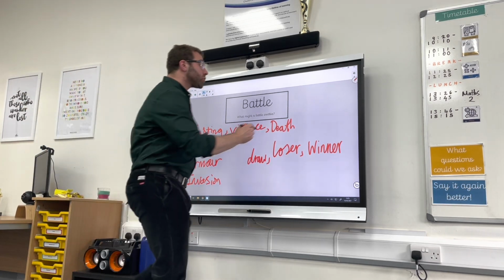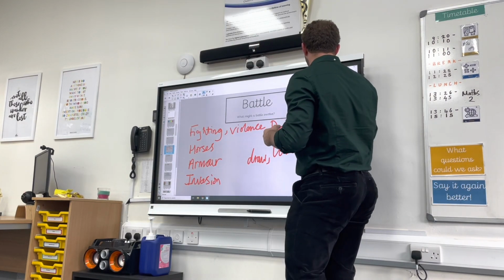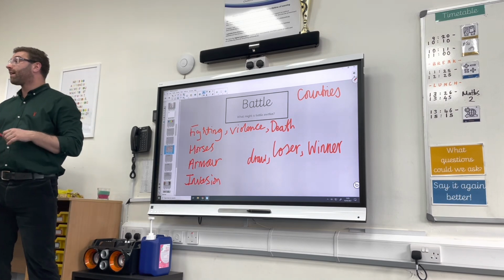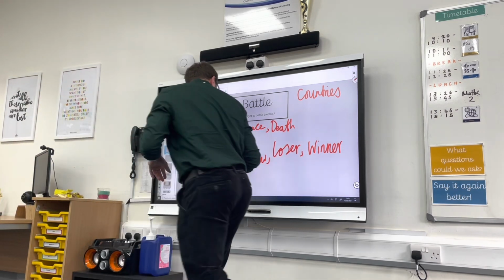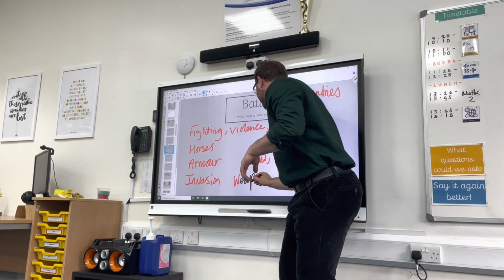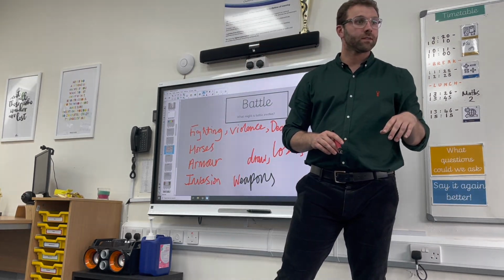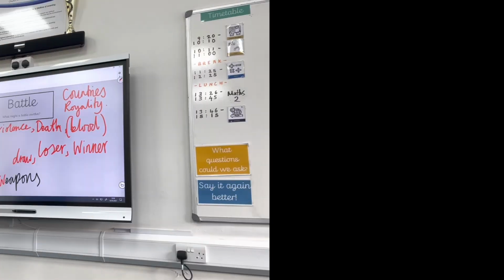So it could involve countries. Now, interestingly, today, our learning will not focus on two different countries, and we'll talk about that in a moment. So, weapons, which link, I guess, to armour, weapons that are used for the fighting, the violence and the death. Rupert? Your fair share of blood.